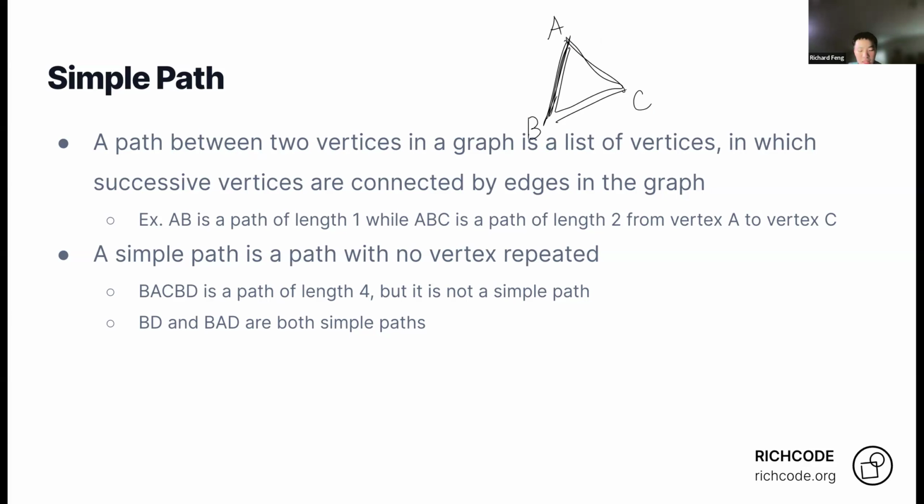And a simple path is a special type of path where no vertex is repeated. So in this case, BACBD is a path of length 4, but it's not a simple path because B is repeated twice. However, BD and BAD are considered simple paths.